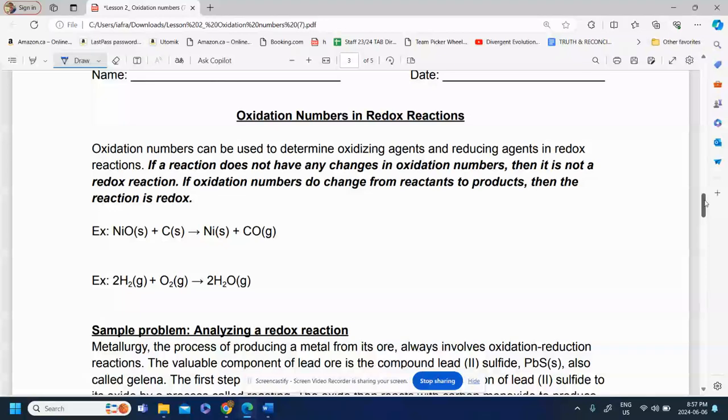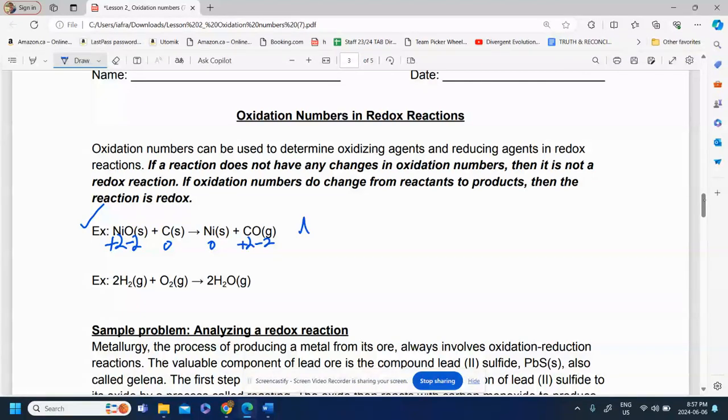So for example, here we have a reaction. We want to determine if it's redox or not. What we do is we find the oxidation numbers of each substance. So we have NiO, this is oxygen, -2 and nickel +2. Carbon solid is simply 0. NiS, 0 on the other side. -2 here and +2 here.